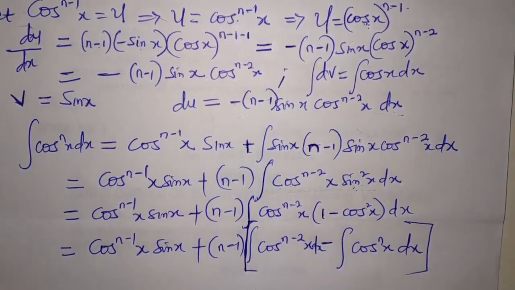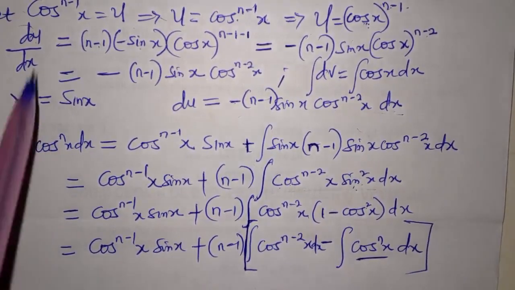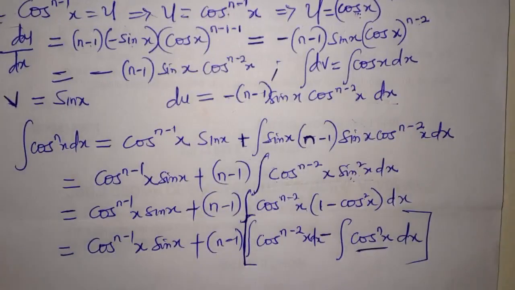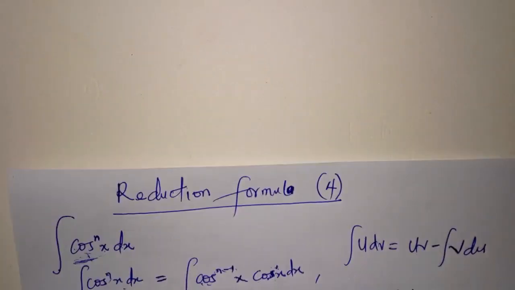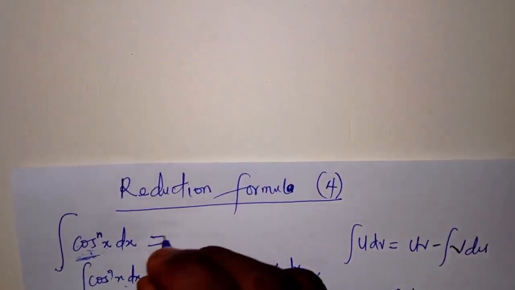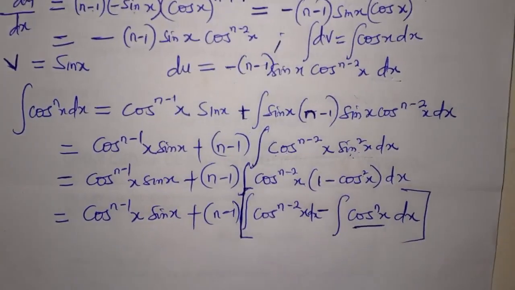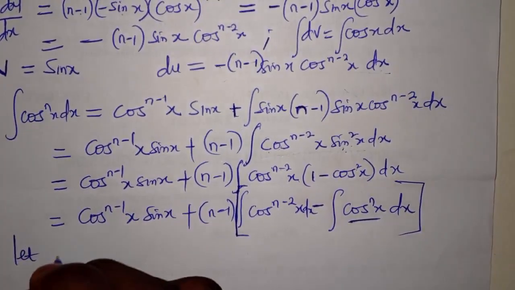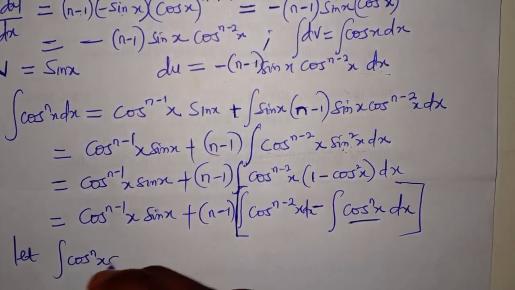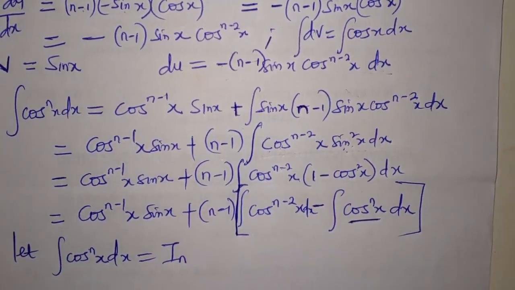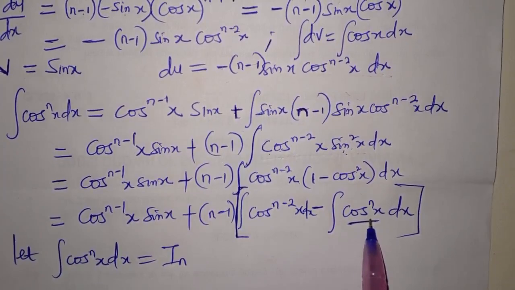If you check very well, what we have here is exactly what we have here. That's what we have here. They are the same. Let's call this integral I sub n. Let me bring it down. Let the integral of cos^n x dx be equal to I sub n. If this is so, it means that what we have here will be I sub n.